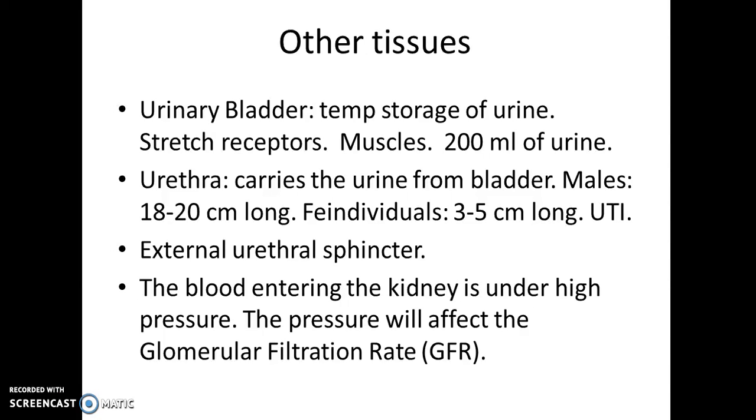Then there's the external urethral sphincter. Now, a sphincter is a circle of muscles. The external urethral sphincter is a controlled sphincter, thank God, because if not, then we'd be peeing everywhere. So the blood entering the kidney is under a high pressure, and the pressure will affect something known as the glomerular filtration rate, or GFR. So basically, the fluid in the blood is going to be forced out of the blood through a membrane into the kidney.